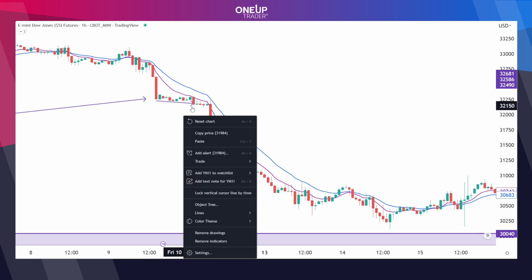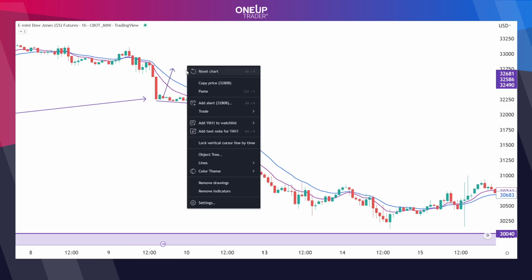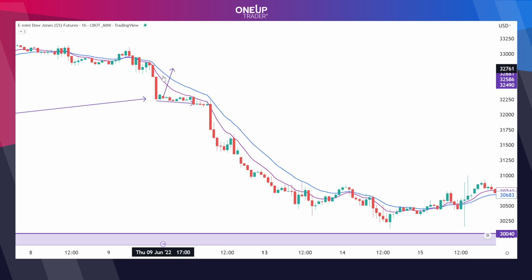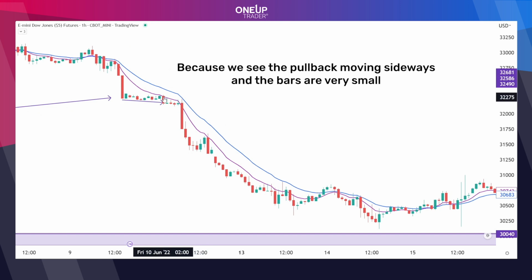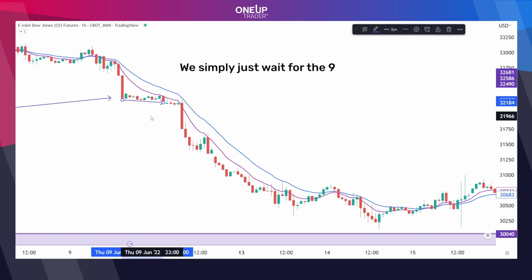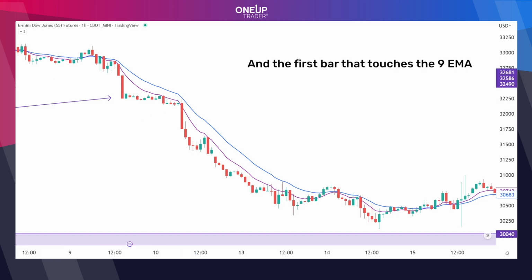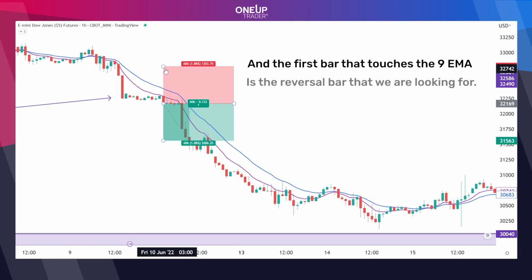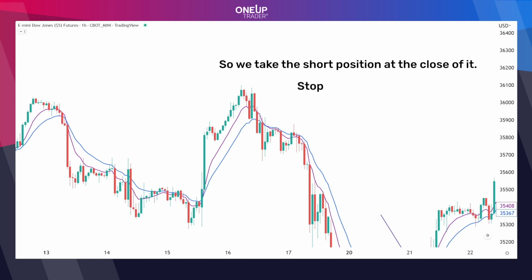In this example, if we saw a move just like this, but instead of a pullback of smaller candles moving back, if we saw a pullback of large green candles the same size as this red candle over here, pulling right back into the moving averages like that, that would not be an entry for us to take regarding the L1. But because we see it moving sideways and the bars are very small, we simply again just wait for the 9 exponential moving average to be tested. And in this case, the first bar that touches the 9 exponential moving average is actually the reversal bar that we're looking for. So we would take our short position again at the close of it, placing our stop above there.